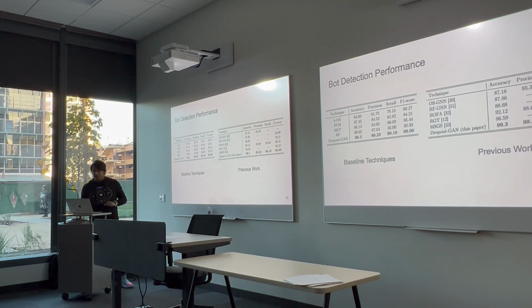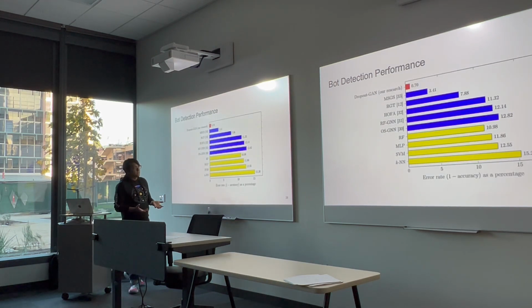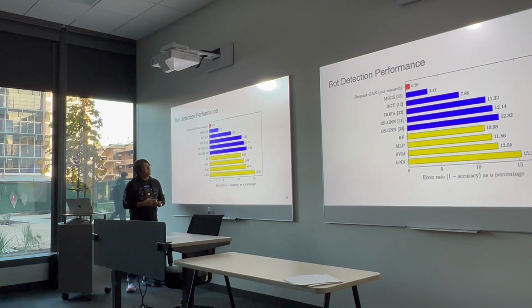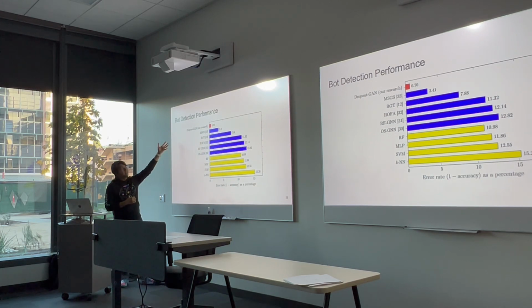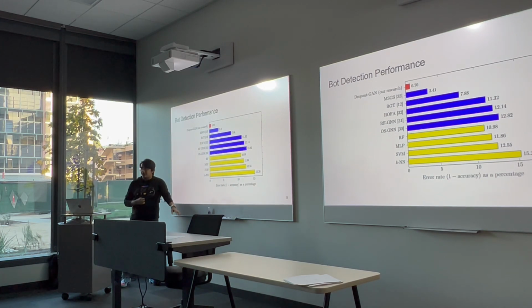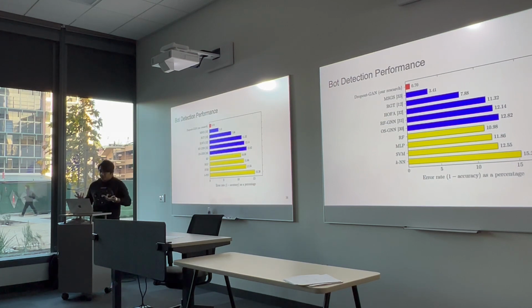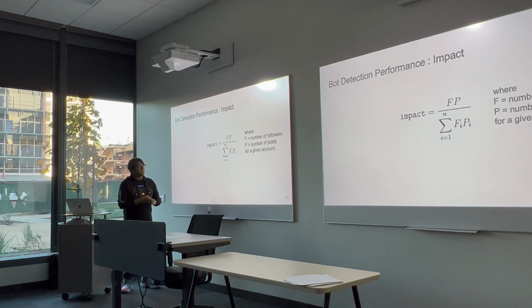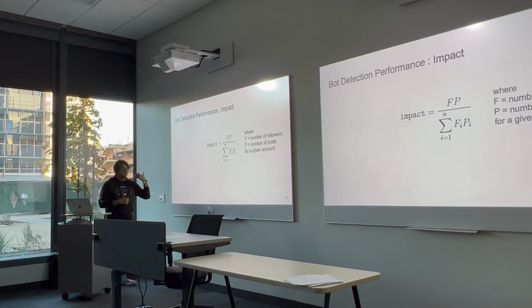Okay, moving on. So just to put into perspective the numbers across both the previous work and the baseline techniques, essentially we're wrong 3 times less than the next best technique and about 15 times less than the baseline technique. And to really drive home why that matters, we came up with a metric called impact. Essentially, impact is just the product of the number of followers and the number of posts for a given account. And of course, it's normalized across all users.